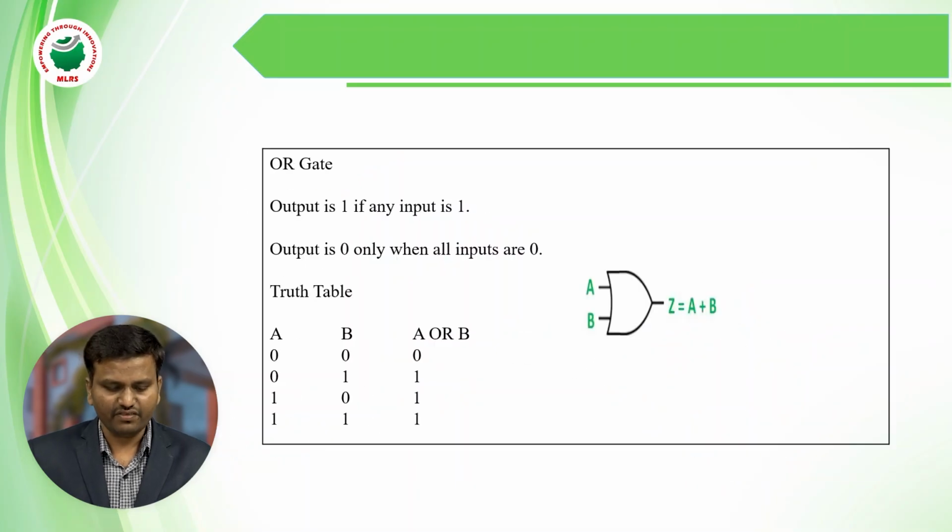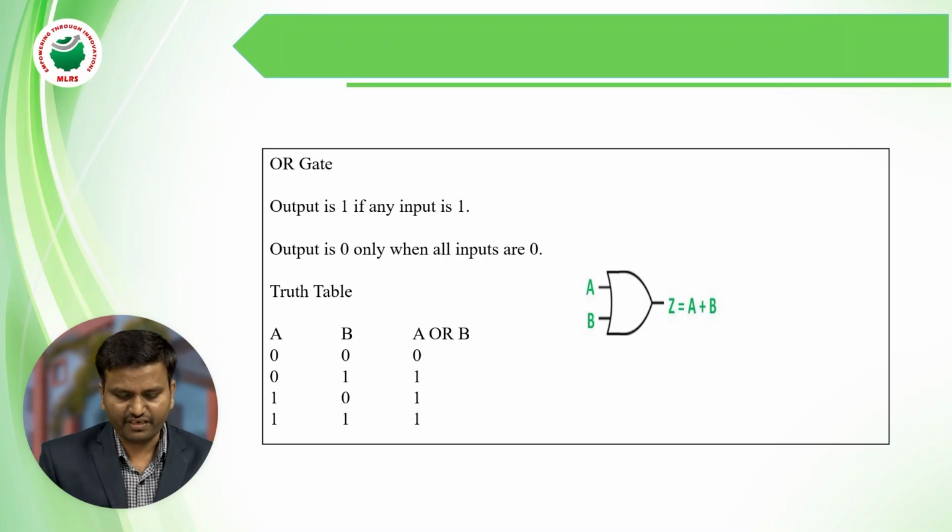The OR gate gives output 1 if any input is 1. Any one input being 1 means we are getting 1. Like A is 1, B is 1, we are getting 1. And A is 1, B is 0, also we are getting 1. And A is 0, B is 1, also we are getting 1. A should be at least 1, or B should be 1, also we are getting output 1.